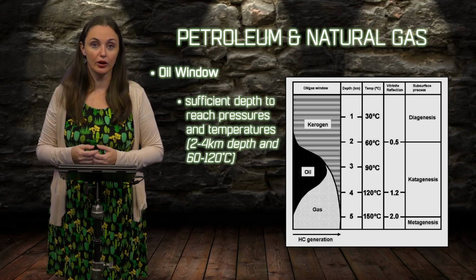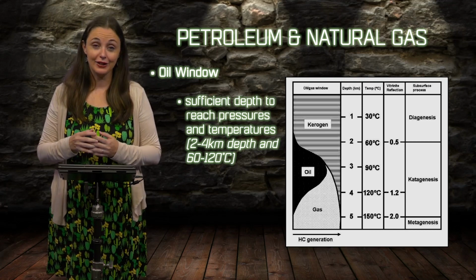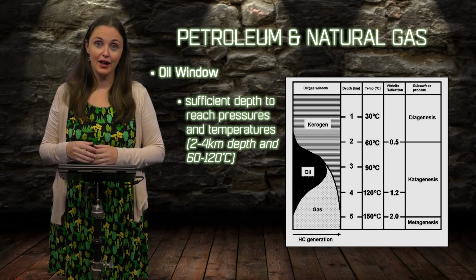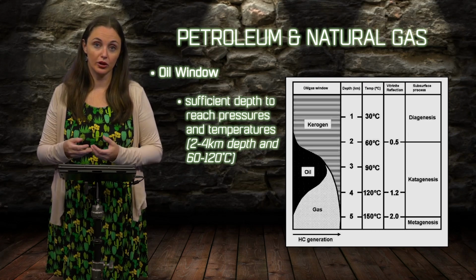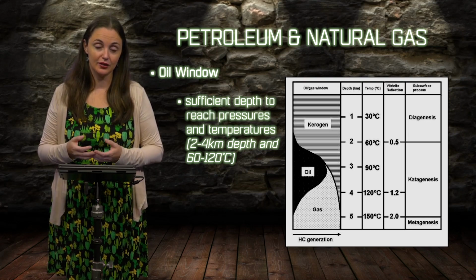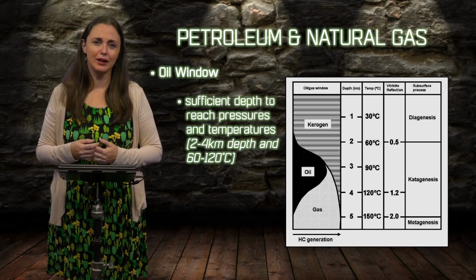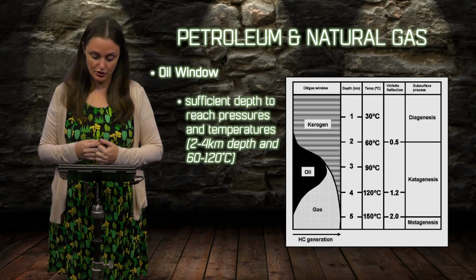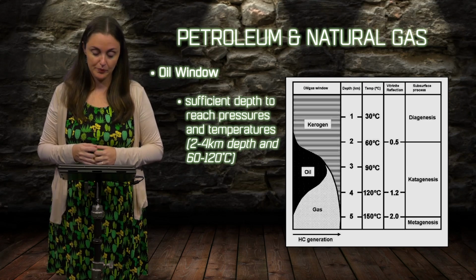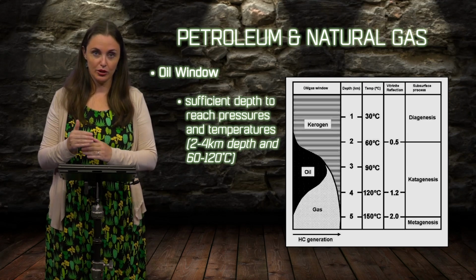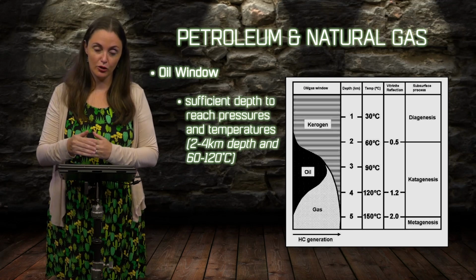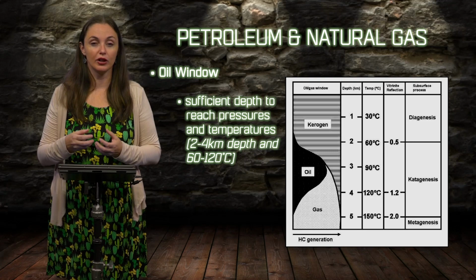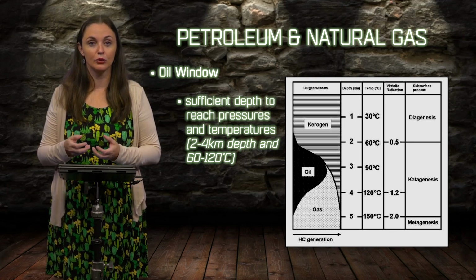If you go past the oil window, if your temperatures and pressures are too high, then you don't form crude oil anymore. You form natural gas. It's mainly going to be methane that forms at the kind of temperatures and pressures that you see past the oil window. So it's right at that oil window, not too hot, not too cold, right in that window where you have the temperatures and pressures where you're converting that material mainly to oil.